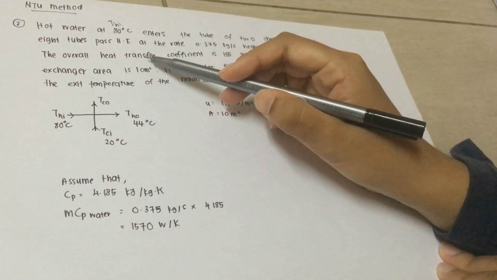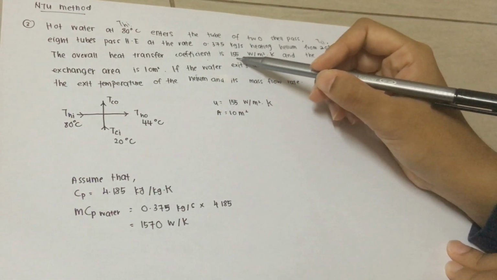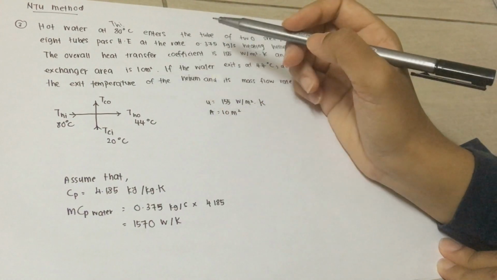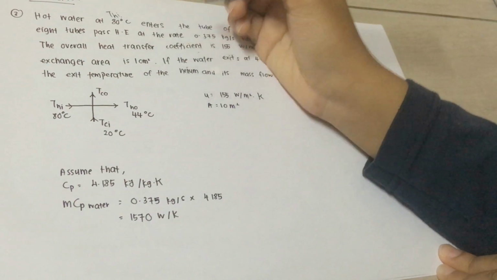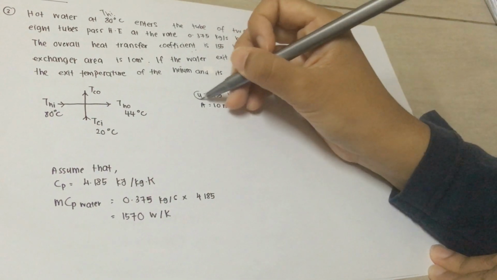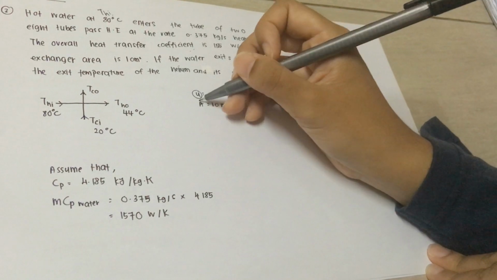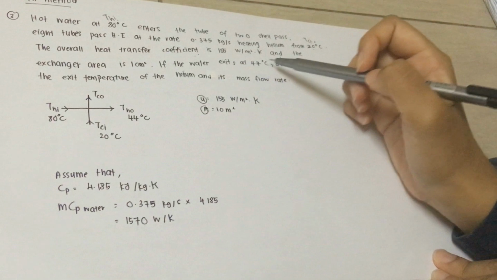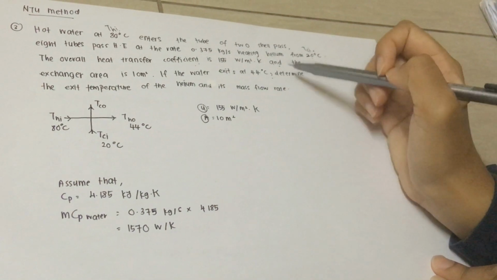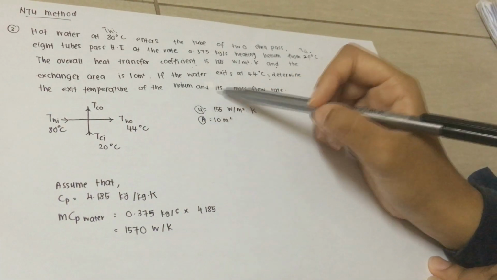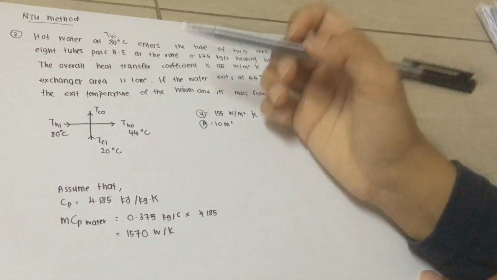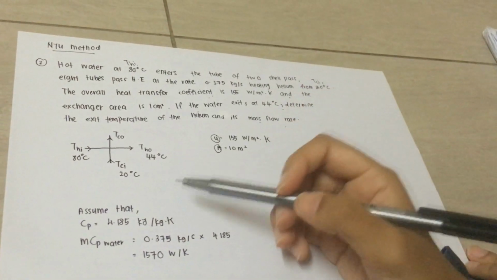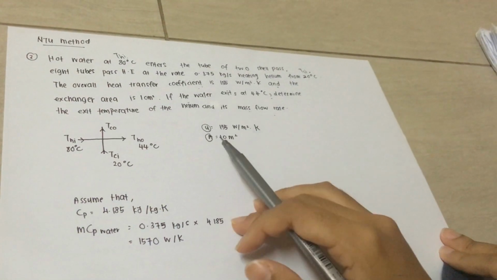Next, the overall heat transfer coefficient is 155 and the exchanger area is 10 meters square. Overall heat transfer coefficient we denoted as U, but the area is A. Then, if the water exits at 44 degrees Celsius, determine the exit temperature of the helium and its mass flow rate. Then we already have all the information. Next, move to the solution.